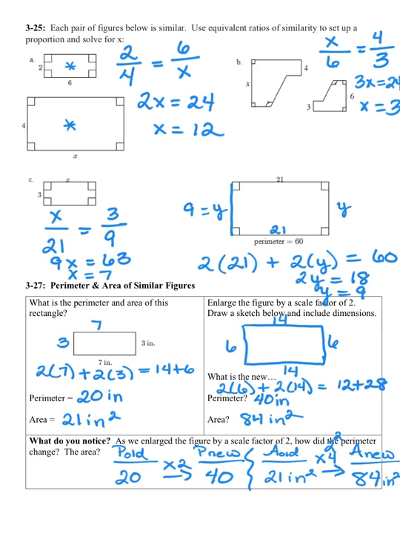Perimeter is one-dimensional, so we only have to multiply by the scale factor once when we increase a figure. Area is two-dimensional, so that scale factor applies to the length and the width. It's applying to a power of 2. So we have to square the scale factor and then multiply the old area by that to make our new area.